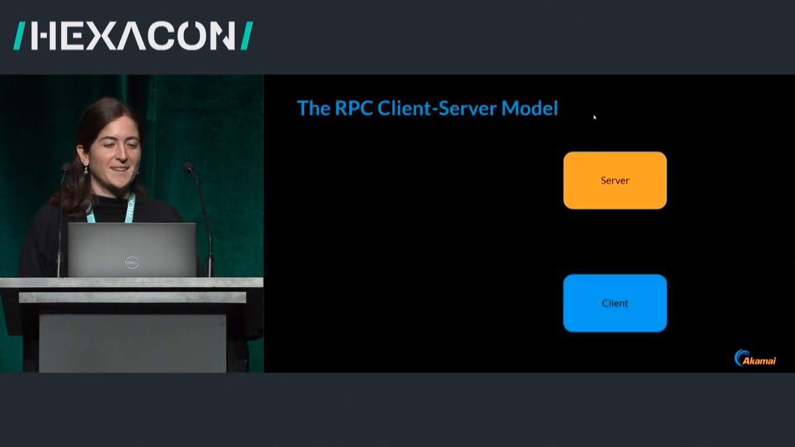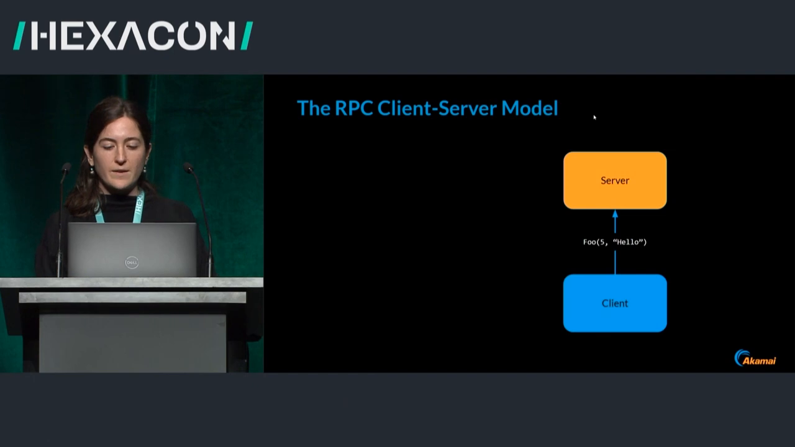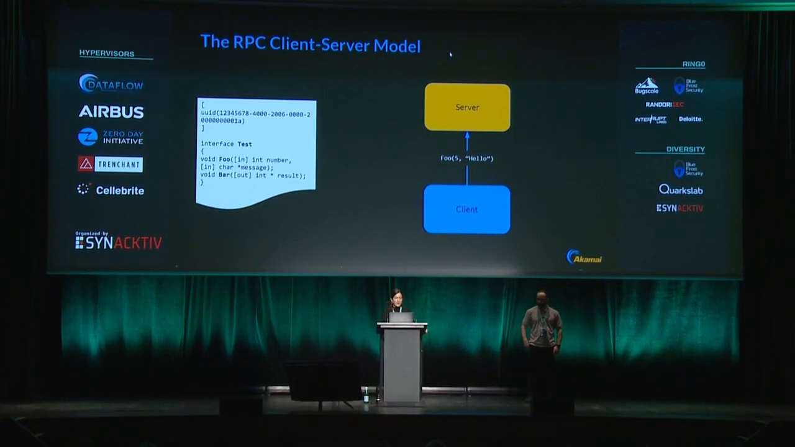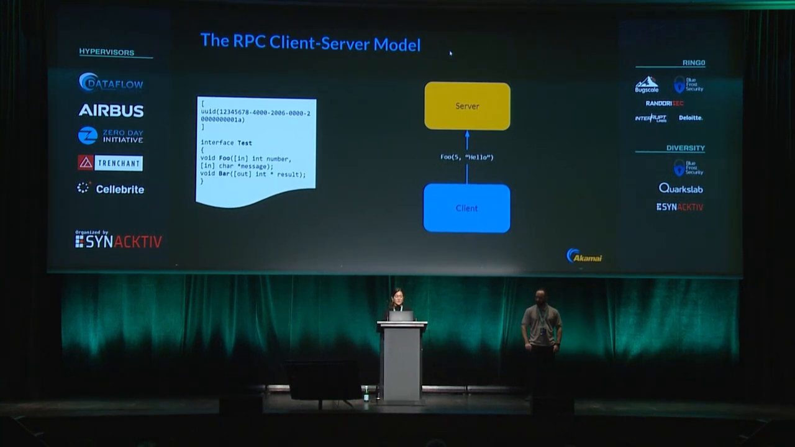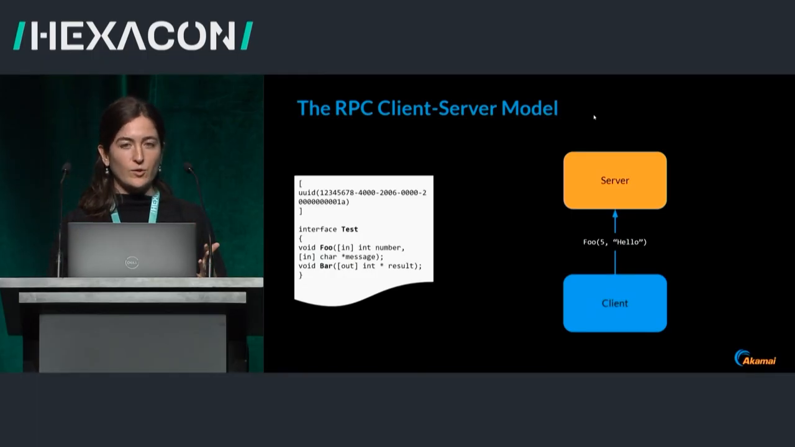Let's try. So the RPC model, we said, is a client-server model. The server exposes some functionality. Here in our case, the client wants to trigger a function called foo, which takes two parameters, an integer and a string. Both client and server need to know of the existence of foo. For that purpose, they agree upon an RPC interface. The interface is defined in a plain text file in the format IDL, interface definition language.